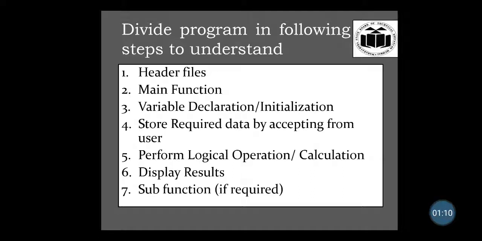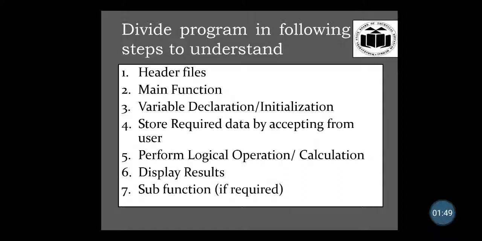The first point is how to write a program, or what are the steps to write a program. You have to divide your program into 7 steps. First step, you have to write the header files required in your program, for example stdio.h, conio.h, math.h. As per requirement, we have to include those header files in the program. Then the program starts with the main function. You have to include the main function compulsorily in your program.